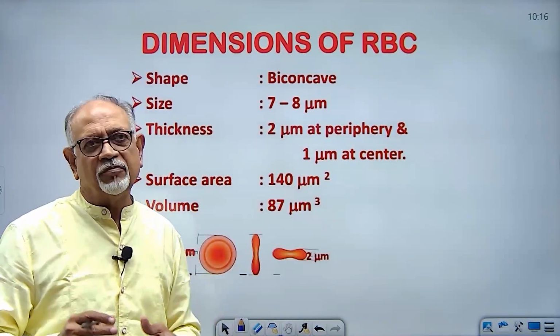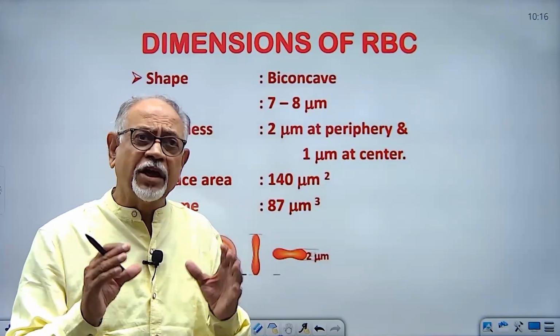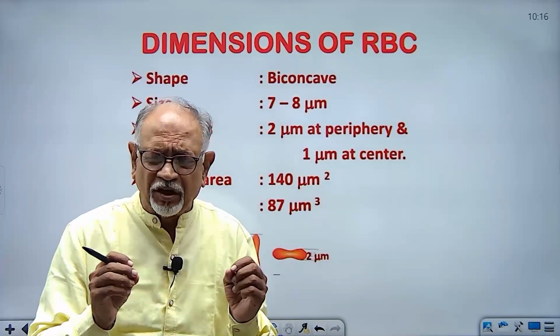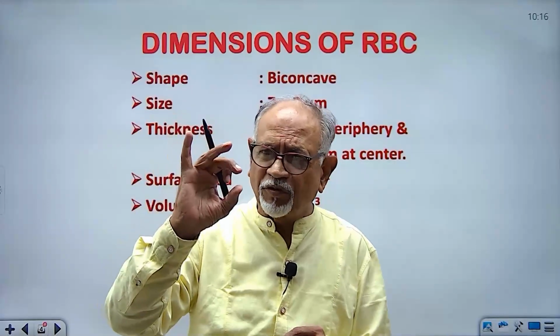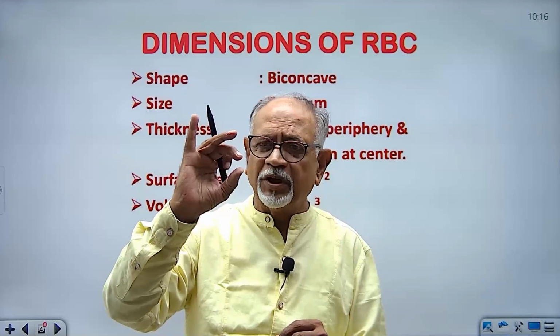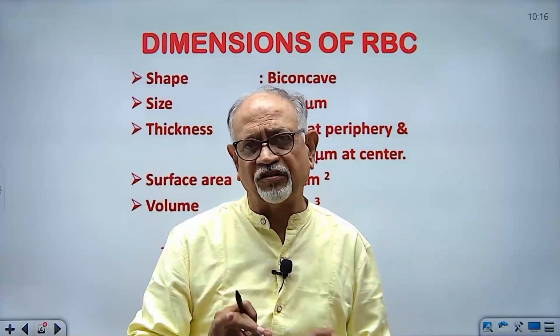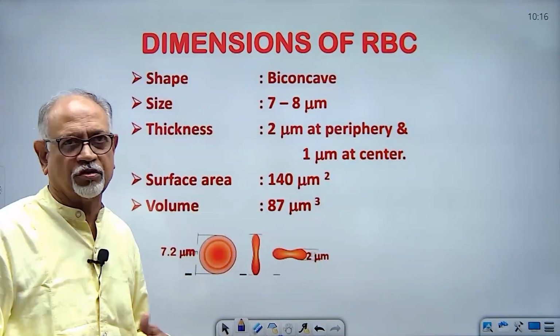When the RBC matures, it becomes biconcave, as if you take a small balloon and you press it with your finger and the thumb, then it becomes thinner at the center and thicker on the margins. So this is what happens when RBC gets mature.